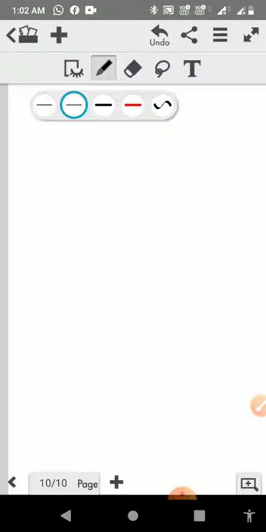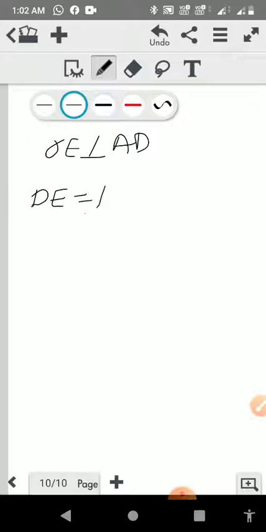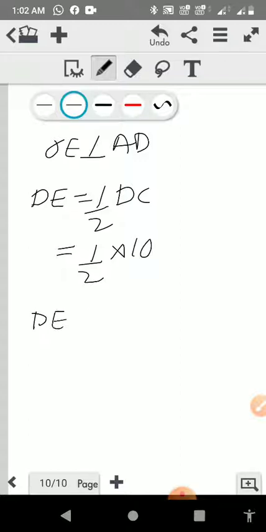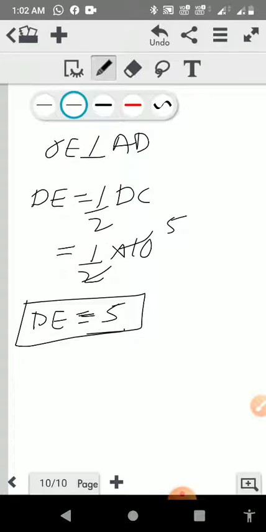As we all know, this OE is perpendicular to the chord, which means this OE divides this chord DC into two equal parts, or we can say DE equal to half of DC, isn't it? Therefore, the value of DC I have calculated, which is found to be 10 units in the last step. So I can write DE as 5 units. Yes, this is your final answer.